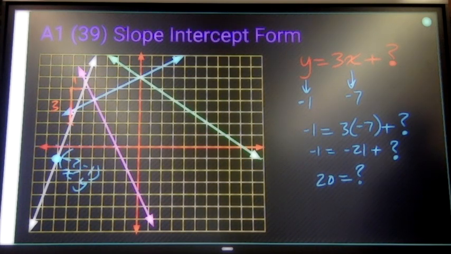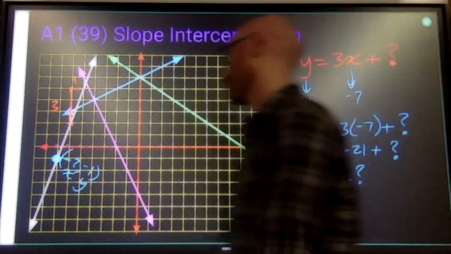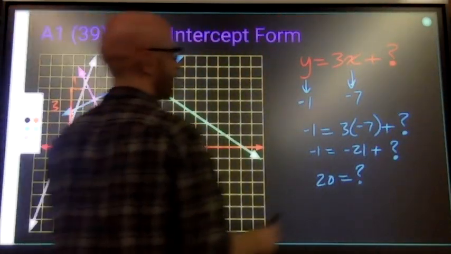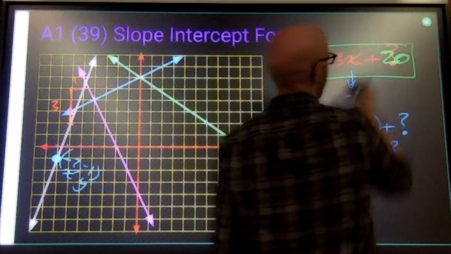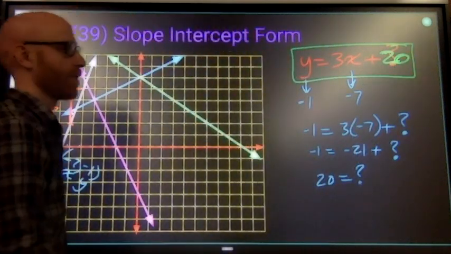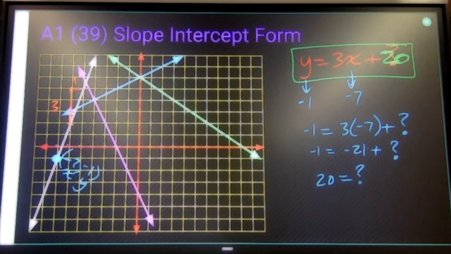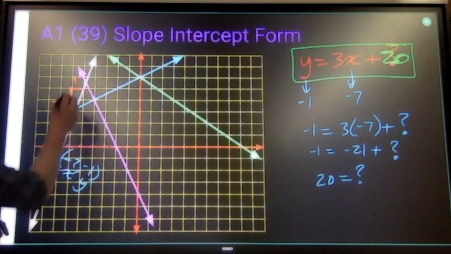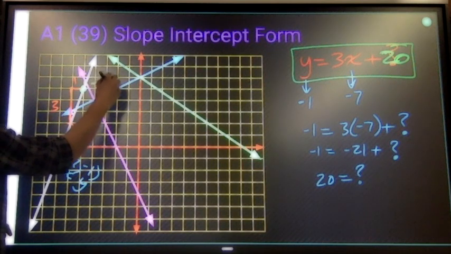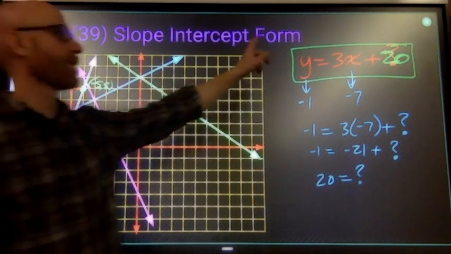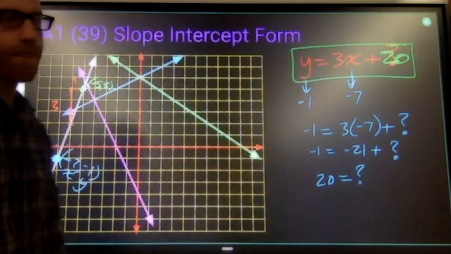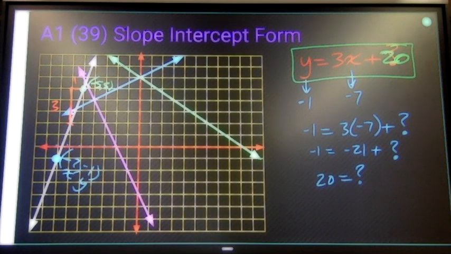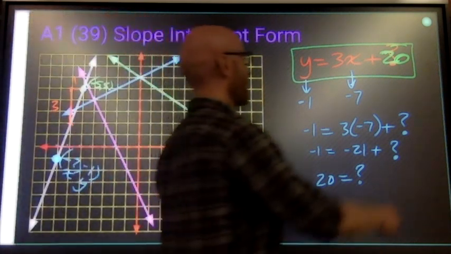All right? What does that mean? It means that my y-intercept must be 20. And that will mean this is my slope-intercept form, 3x plus 20. I can double check. Remember that point we already had, -5, 5. Does this solve for that? 3 times -5 is -15, plus 20 is +5. Yes.